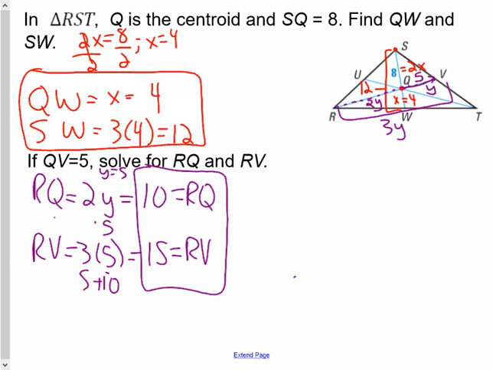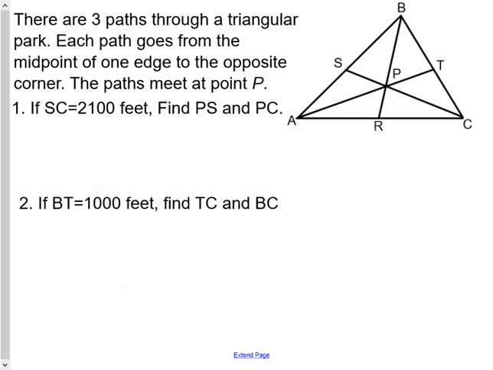Moving on. There are 3 paths through a triangular park. Each path goes from the midpoint of one edge to the opposite corner. Basically, we have medians, right? So we go from vertex to midpoint, or I should say opposite vertex. The paths meet at point P. So P is a centroid.